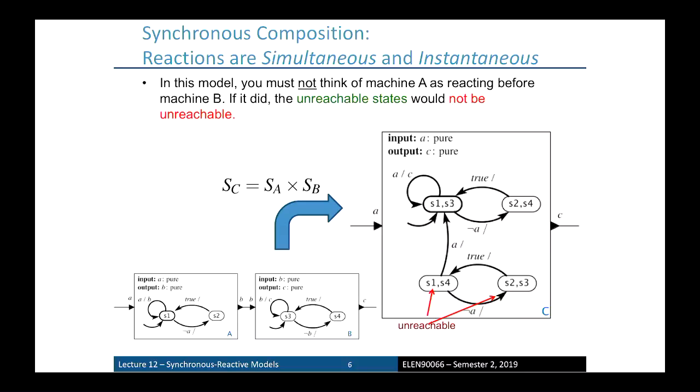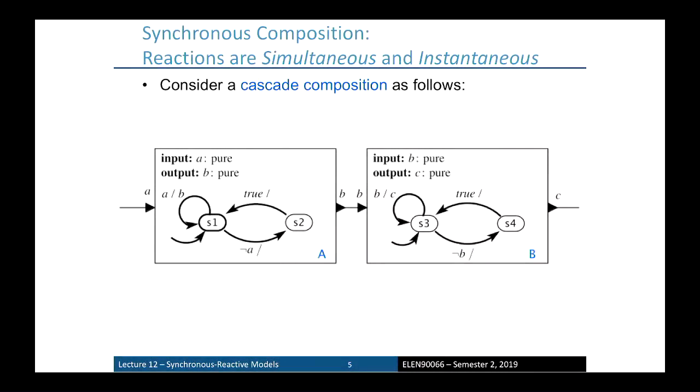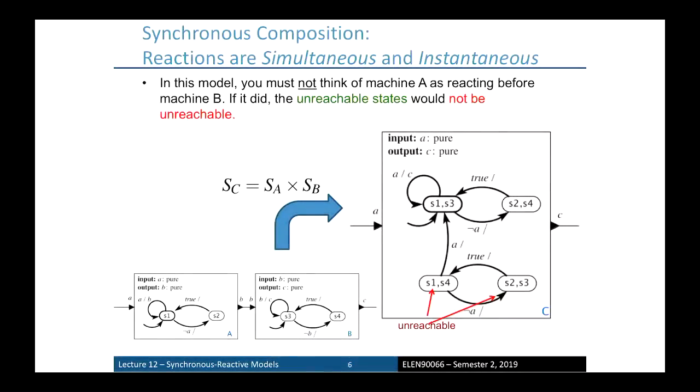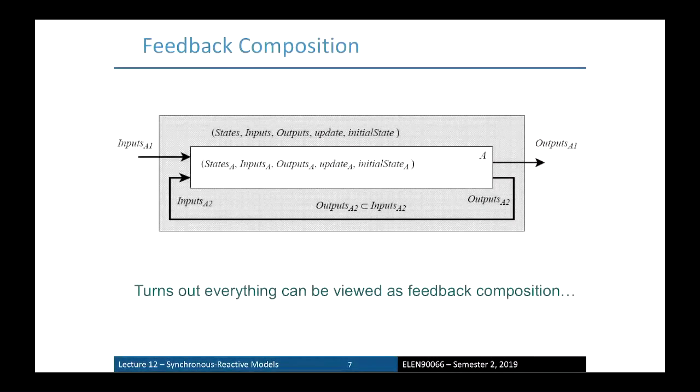Okay, if you thought of it as that causal relationship, that A has to be reacting before B, well, they're not synchronous. And what that then means is that the unreachable states end up being able to be reached. Okay, you end up like in a synchronous composition again. Okay, that's all well and good. The real problem occurred when we looked at feedback.